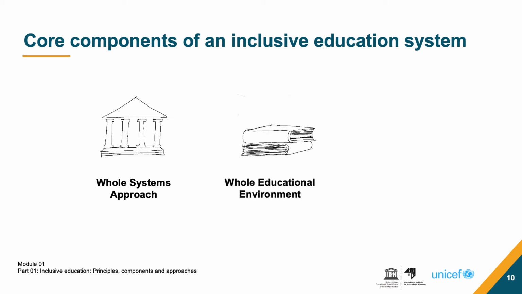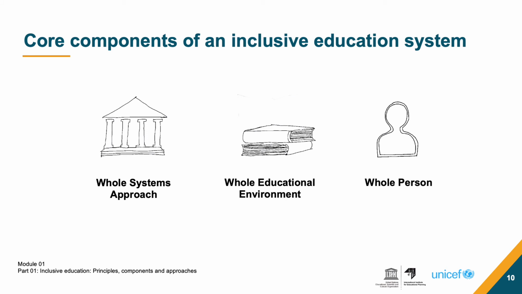Second, as part of this process, the whole educational environment must be on board to foster the culture, policies, and practices to move towards more inclusive systems. From the classroom teacher to the principal, district official, and national policymakers, including the parents and the community more broadly, as well as other sectors such as health and social protection linked to education. All stakeholders need to be convinced of the benefits of inclusive education for society.